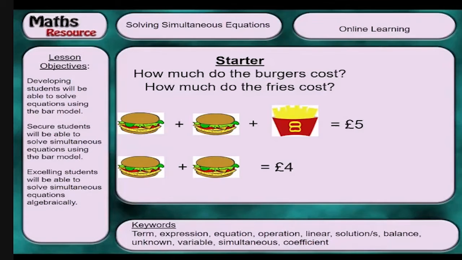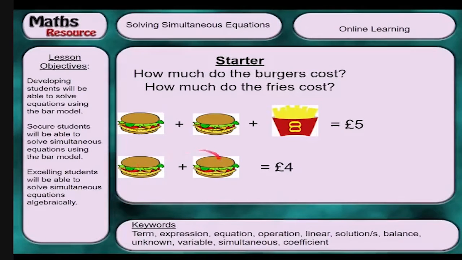Today we're going to be solving simultaneous equations. In this example, how much do the burgers cost, and how much do the fries cost? So let's have a look at it. We've got a burger plus another burger plus a fries equals £5. We've got a burger plus a burger equals £4.